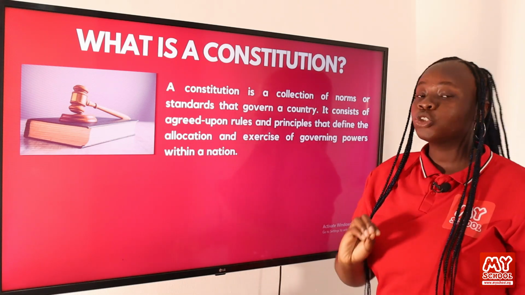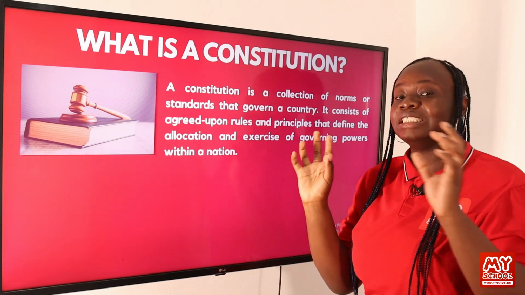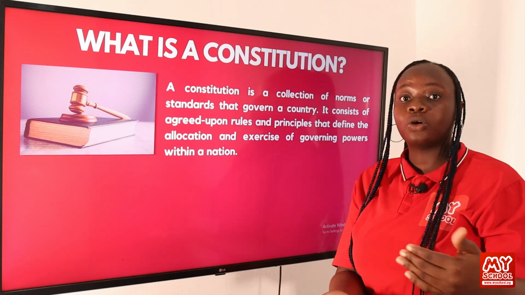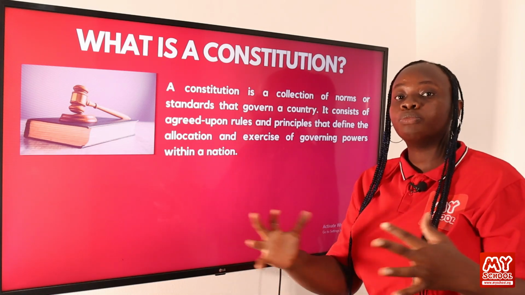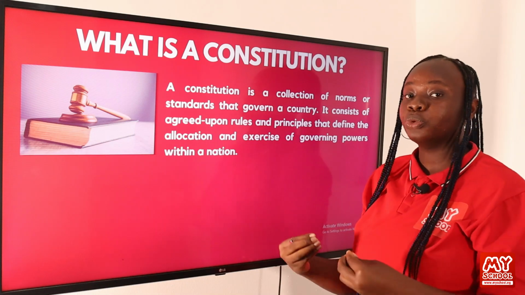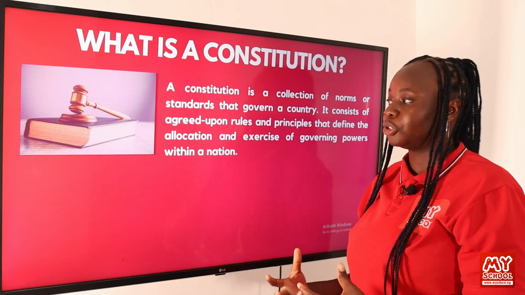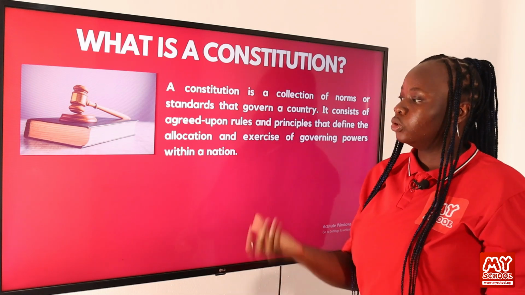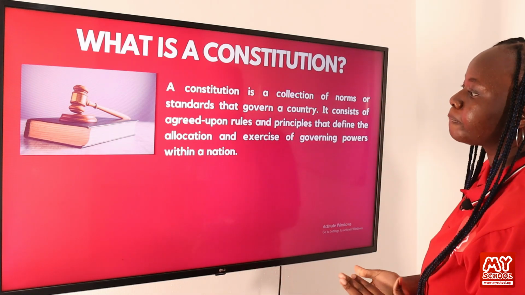So it consists of rules that have been agreed upon at the beginning of the country's existence. So at the beginning of that country's existence, there are certain people who come together to agree on the rules that should guide the governing of that country. So this set of people creates the constitution for that country. So now let's move on to the next slide.